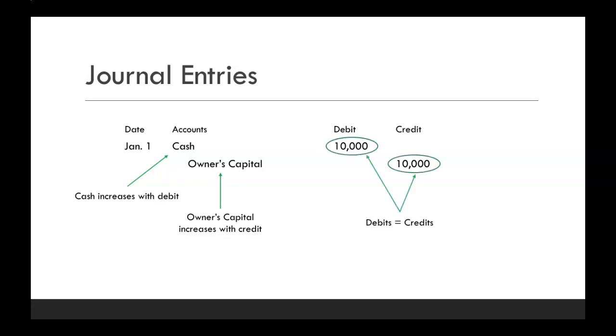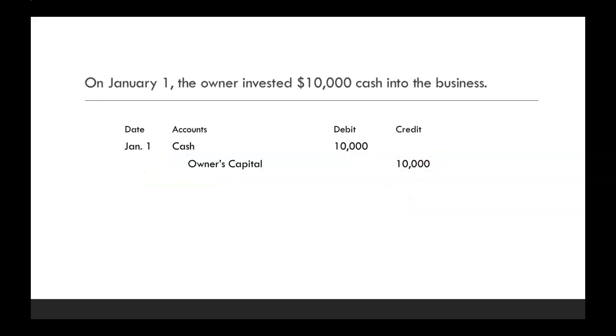Now if we take a look at our amounts, we notice that our debits and our credits equal. This always has to be the case. Your total debits and your total credits must equal in every single journal entry. So this journal entry would be the entry for a transaction like the owner invested cash into the business. Right? The company's getting cash and owner's capital is increasing with that investment.